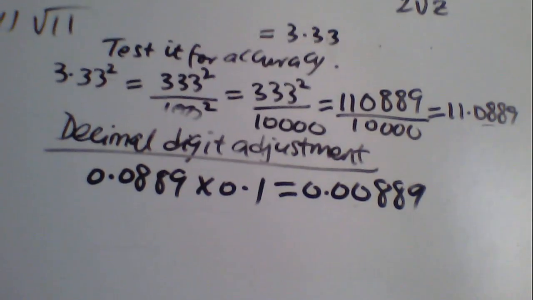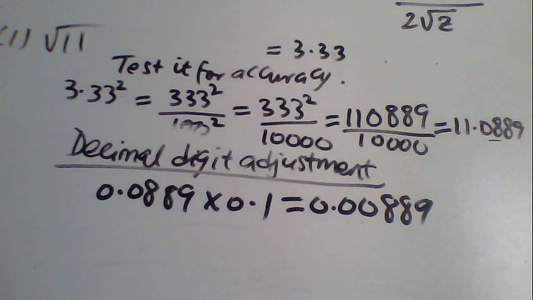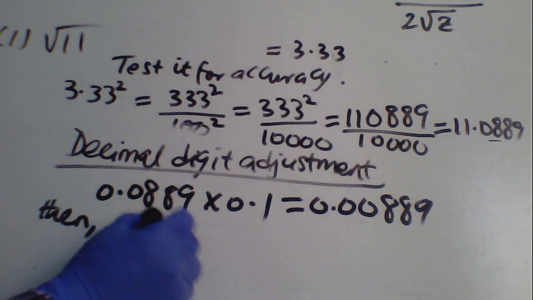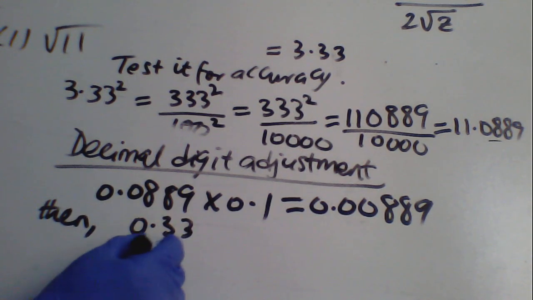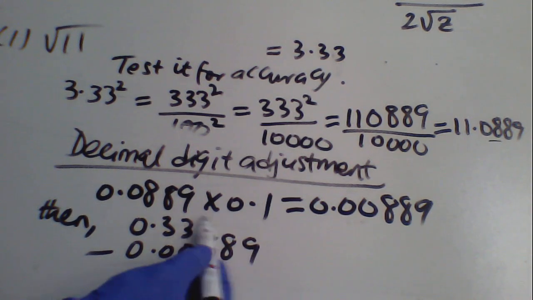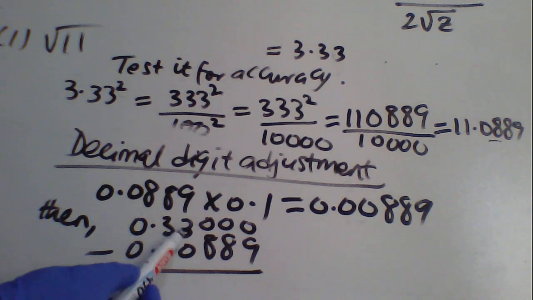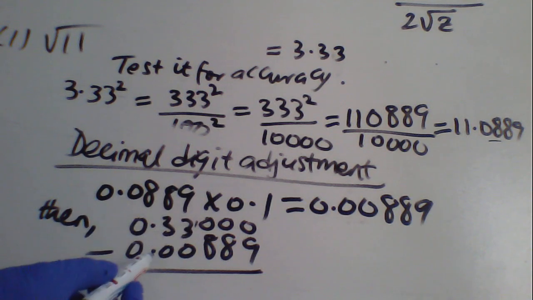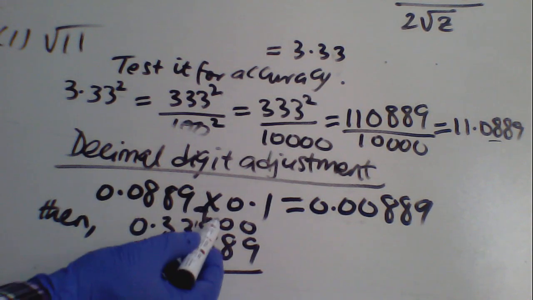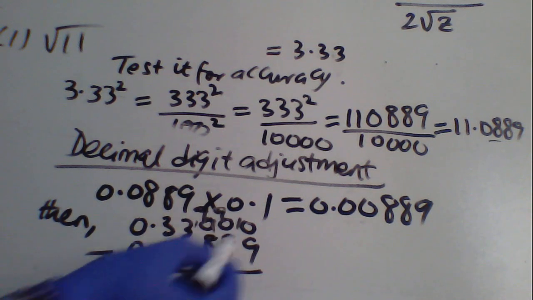So the next thing you have to do is, this value you now get, you have to subtract it from 0.33. That is the decimal digit adjustment. In this case, you have 0.33 minus 0.00889. Remember, there are empty boxes here, so you have to fill them with 0. All you need to do is carry 1 from 3, put it here, that gives us 10. Carry 1 from 10, what is left? 9 is left. Put it here, gives us 10. Carry 1 from 10, what is left? 9. Put it here, gives us 10.